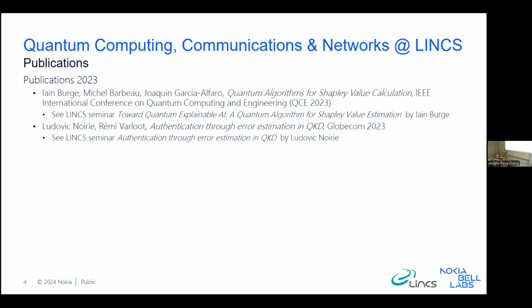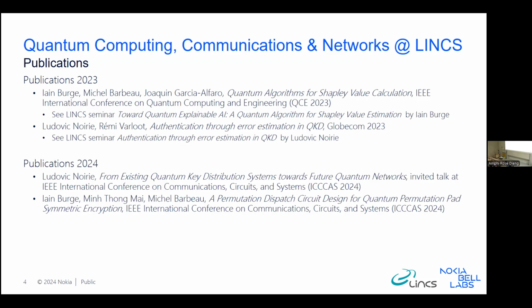For the publications in 2023, there were two publications. The one from Jan Burge, Michel Barbeau, and Joaquin Garcia Alfaro about the quantum algorithm for Shapley value calculation, and the one with my colleague that I presented at GlobeCom this last year about the authentication through error estimation in QKD, quantum key distribution. And for the two, there was a Links seminar.